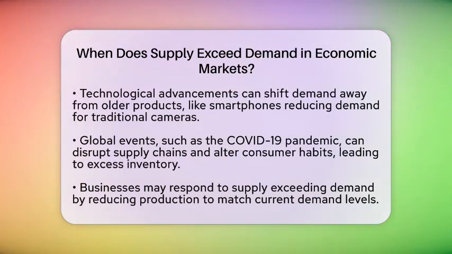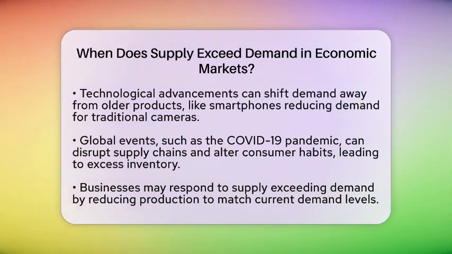Technological advancements can further complicate things. When new technologies emerge, older products may lose their appeal. For example, the rise of smartphones has decreased demand for traditional cameras. Global events can disrupt supply and demand as well. The COVID-19 pandemic, for example, altered consumer habits and disrupted supply chains. This caused many businesses to find themselves with excess inventory as demand shifted.